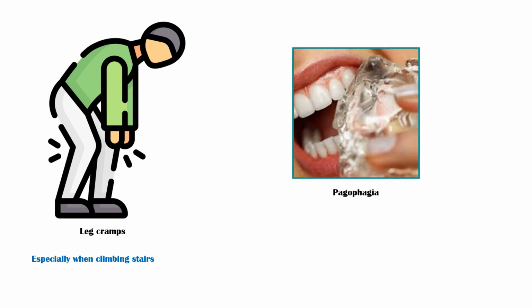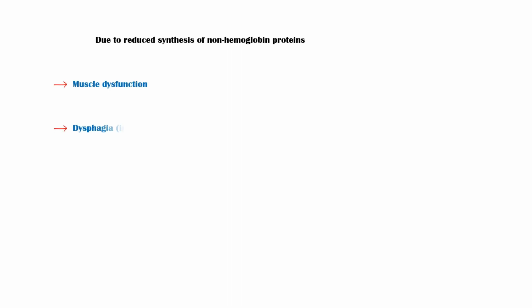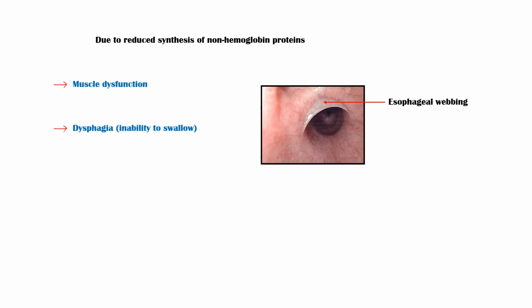People with moderate to severe iron deficiency develop pagophagia, a condition where they crave ice to suck or chew. Some people will have a craving to eat non-food items such as clay and chalk, a condition known as pica. Due to reduced synthesis of non-hemoglobin proteins, people will have muscle dysfunction, dysphagia, or inability to swallow due to esophageal webbing, recurrent infections due to impaired immunity, and altered behavior.